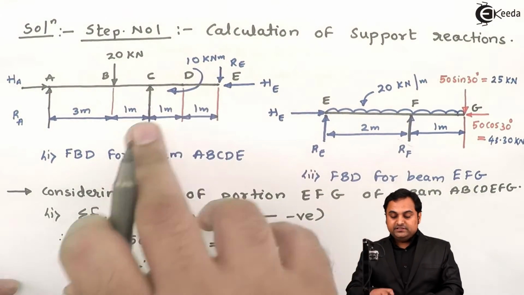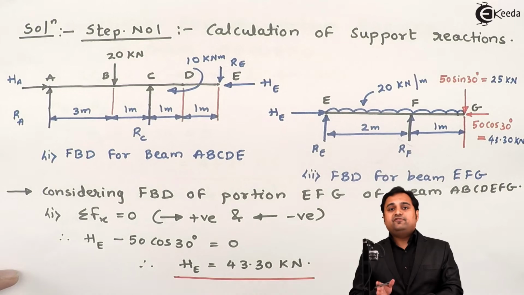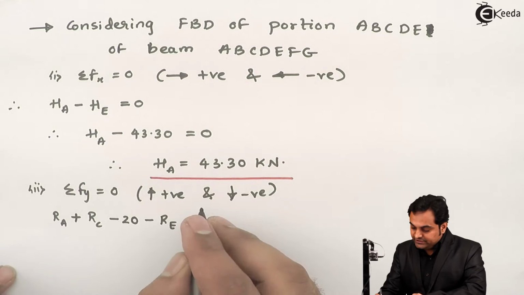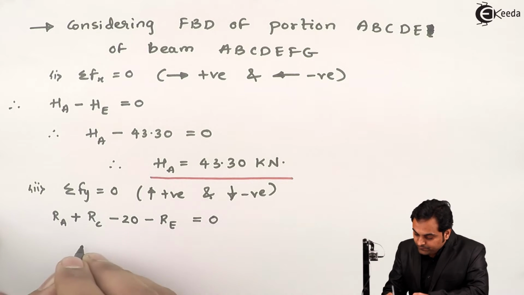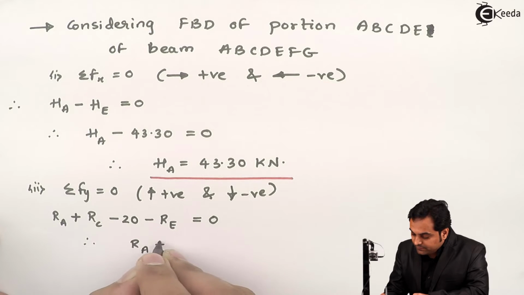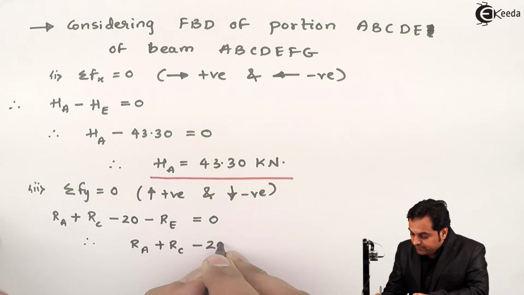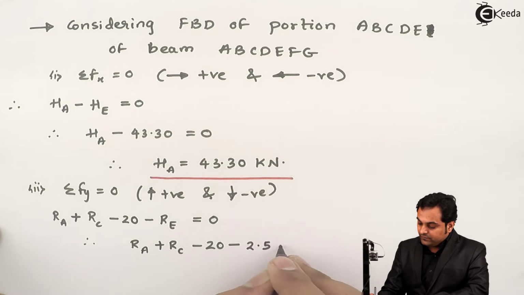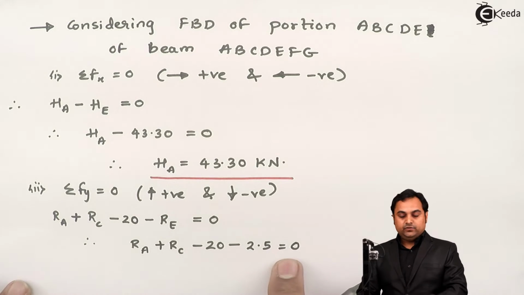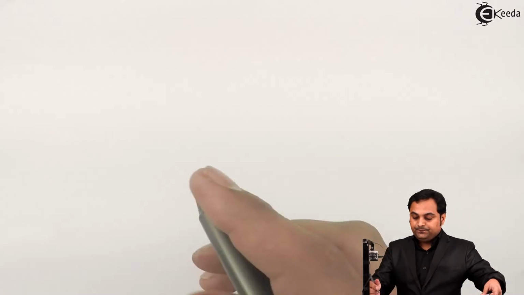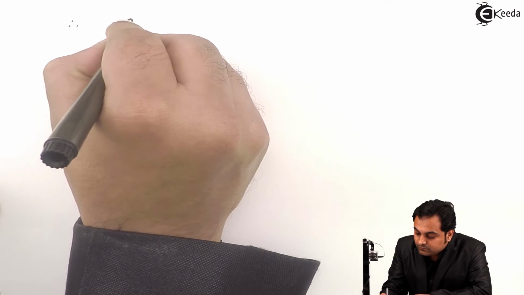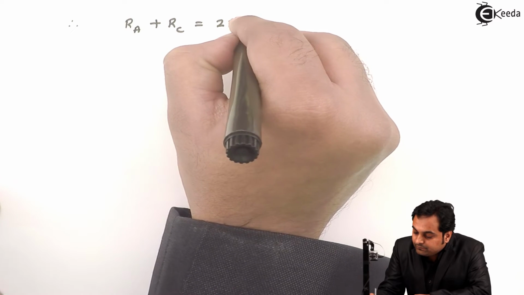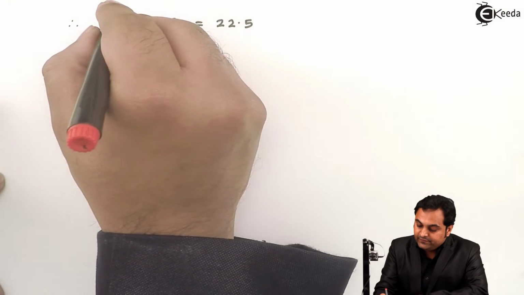The 10 kilonewton meter is a couple, so it cannot be used in the calculation of forces. So this 10 kilonewton meter won't be used here. We want only forces. So that is equal to 0. Hence RA plus RC minus 20 minus RE value, which is 2.5, is equal to 0. So from this, if I calculate, I'll get RA plus RC as 22.5, and this I'll keep as the second equation.